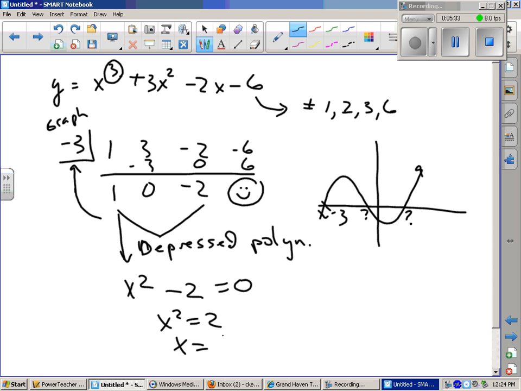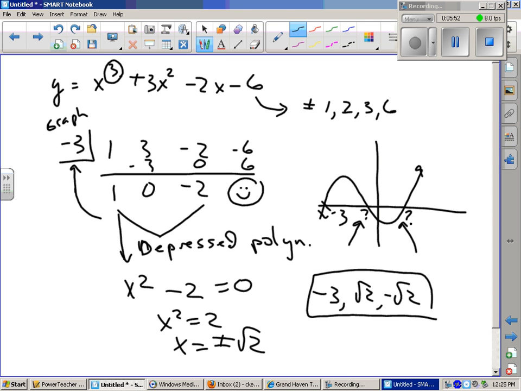And so x equals plus or minus root 2. So that's what these other two are. One's plus and one's minus. So the zeros are negative 3, root 2, and negative root 2. Those are the answers to this, the solution. That's what you would put in for x to make the equation come out to be 0.